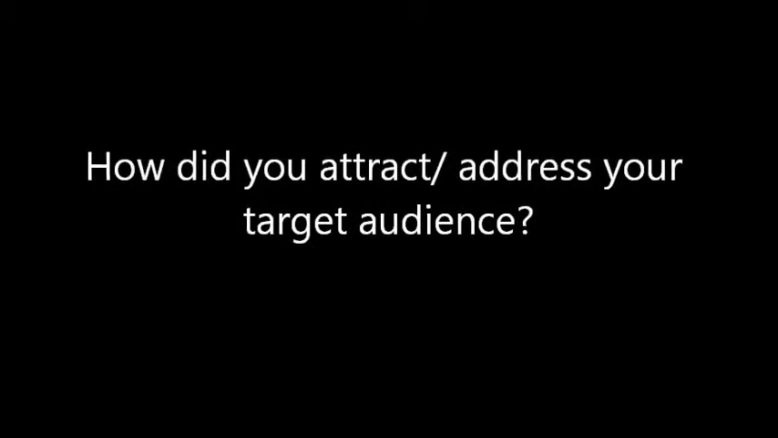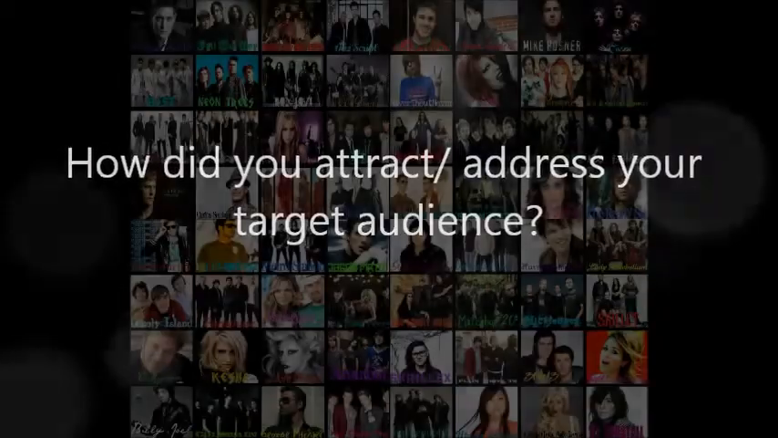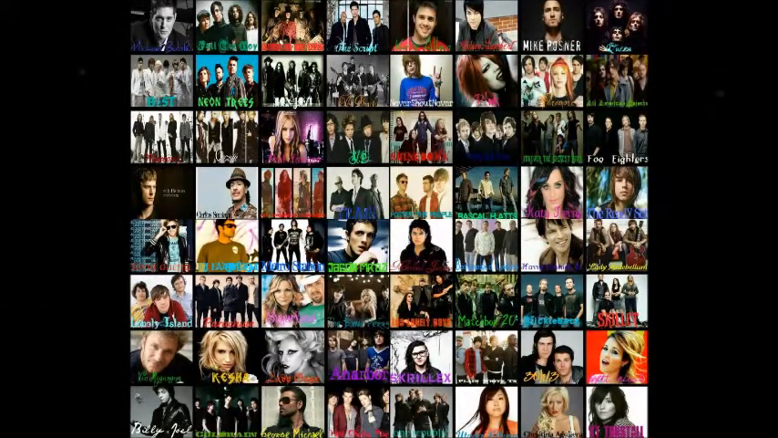How did you address your target audience? I wanted to attract my target audience through the use of pictures, as they would catch the reader's attention as they passed and allow them to quickly see who is featured in the magazine. I would also attract my target audience by featuring artists that are well known in the pop genre from time to time, so that people are more likely to read the magazine.